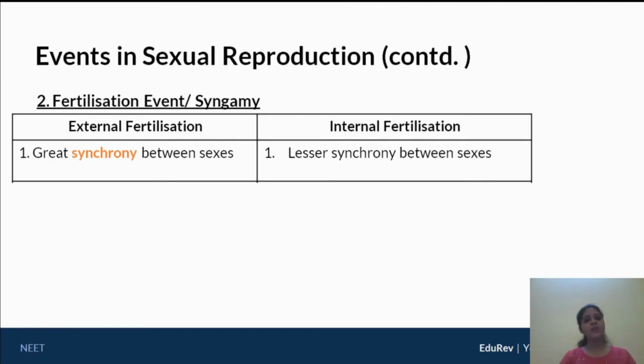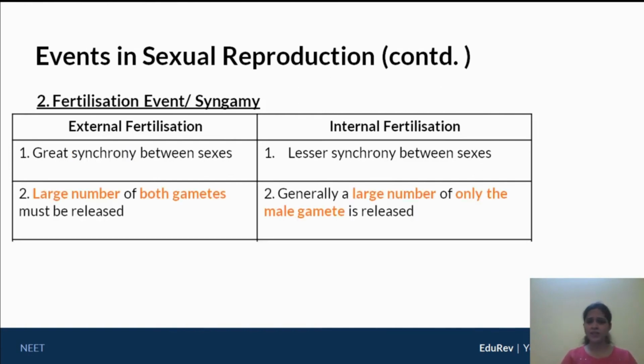Now the question here is, why great synchrony is required? Imagine if the male gave out its sperm at one time and the female gave out its egg cells at a whole other time. If there was no synchrony between the sexes, the probability of these two gametes meeting and fusing is very, very less. So therefore external fertilization requires a greater synchrony as compared to internal fertilization. Let's move on to the next one.